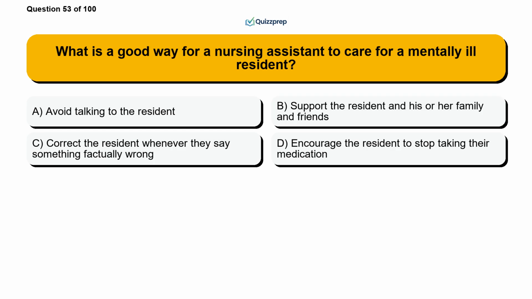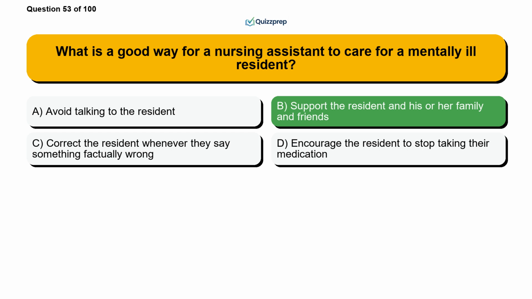Question 53. What is a good way for a nursing assistant to care for a mentally ill resident? Option A, avoid talking to the resident. Option B, support the resident and his or her family and friends. Option C, correct the resident whenever they say something factually wrong. Option D, encourage the resident to stop taking their medication. The correct answer is option B, support the resident and his or her family and friends.